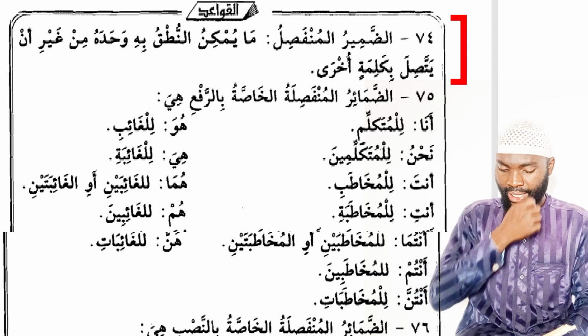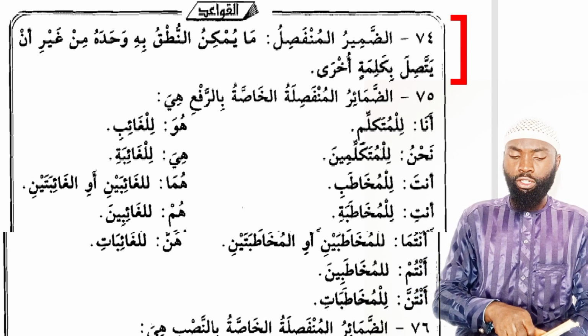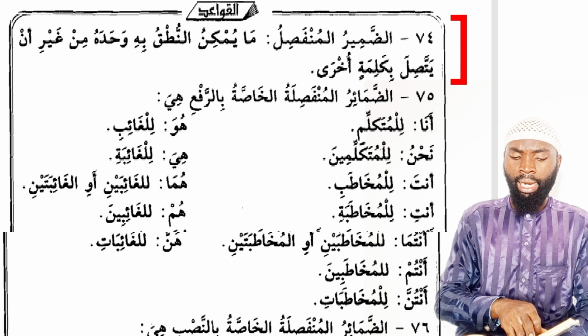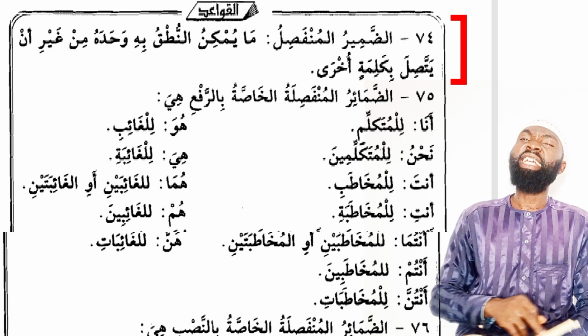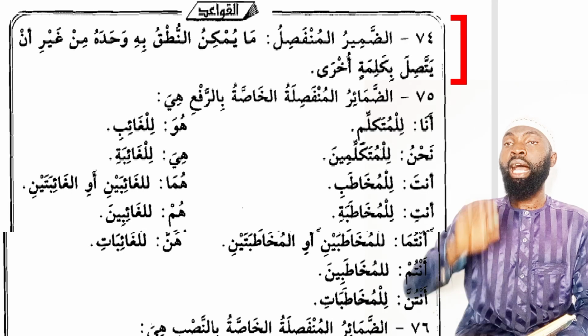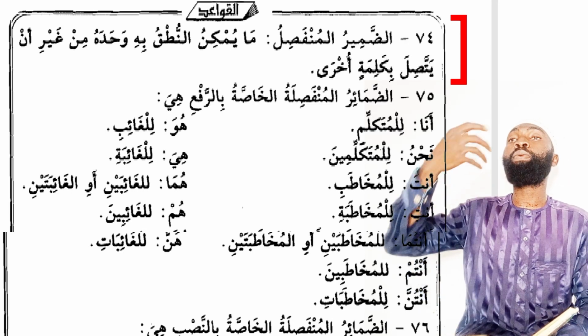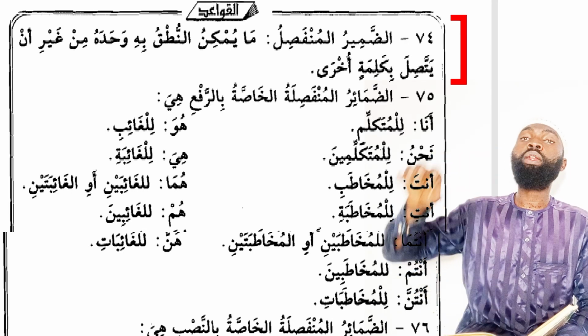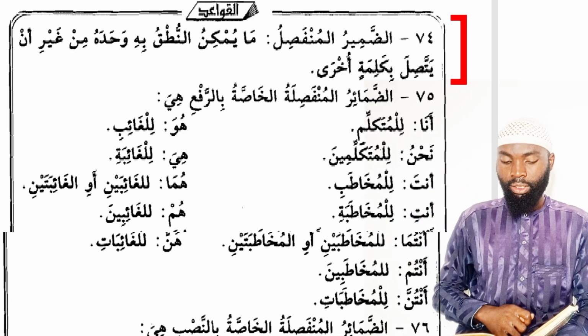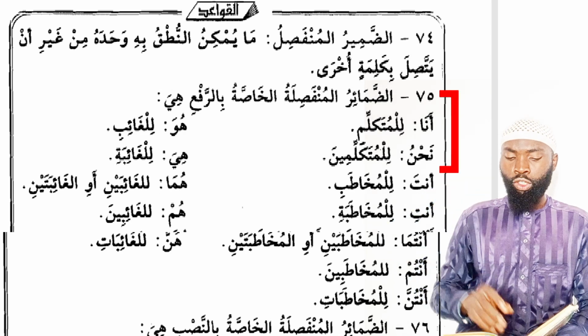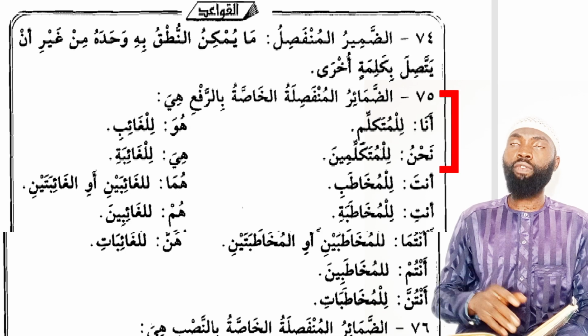The first rule says: the detached pronoun is what can be pronounced singly without attaching to another word. He said that the detached pronouns are the pronouns which can be pronounced singly without attaching them to other words. The second rule says: the detached pronouns particular to the nominative.